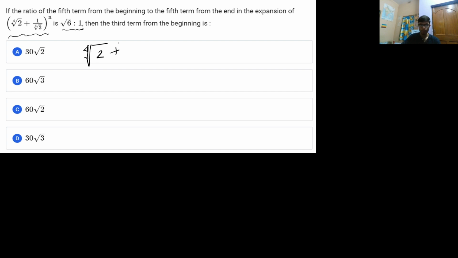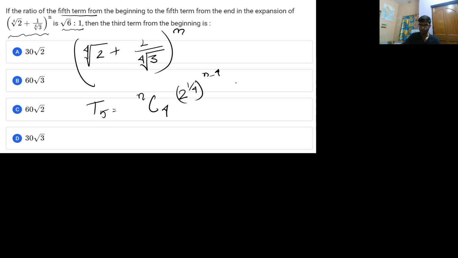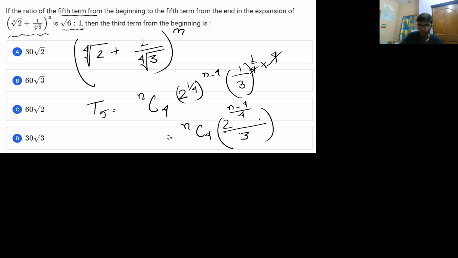The binomial expansion is 2 raised to the power 1 by 4 plus 1 by 3 raised to the power 1 by 4, whole raised to the power n. It is asking you for the fifth term from the beginning. So the fifth term from the beginning is nC r with r equal to 4, so nC4, 2 raised to the power 1 by 4 whole raised to the power n minus 4, and 1 by 3 whole raised to the power 1 by 4 into 4. So you get the fifth term from the beginning as nC4, 2 raised to the power n minus 4 by 4, into 3 raised to the power 1 by 4 into 4, this cancels out, so this will become only 3. So this is the fifth term from the beginning.